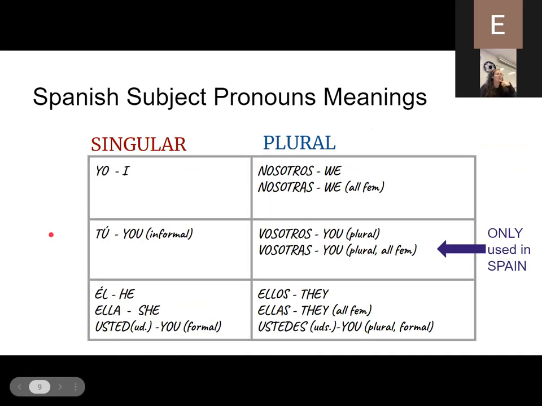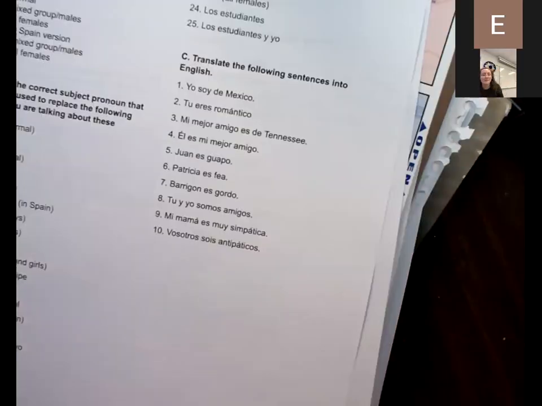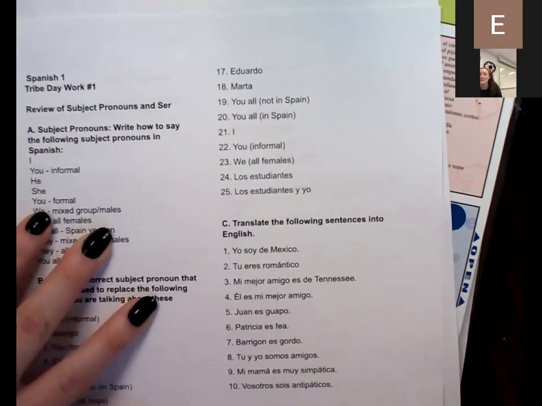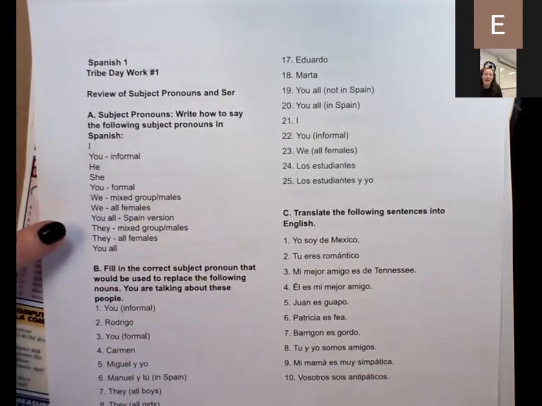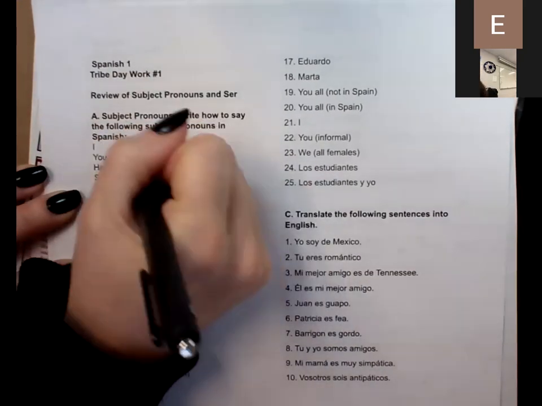Now, here is the chart that you should have in your notes. Take a minute. If you need to pause the video and write these down, that would be phenomenal. Another reason you need to write these down is that if you look at your assignment for today, section A asks specifically for the Spanish translations of those pronouns, which you will find directly on that chart. So I will do some with you.